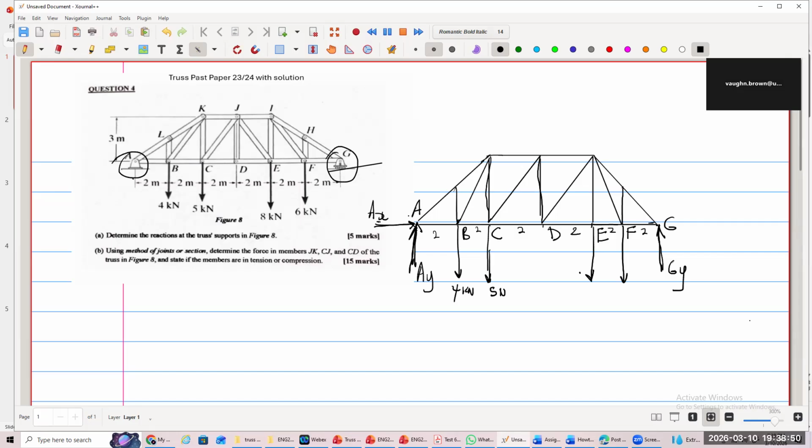All right, so let's label them. Put them in: 4 kilonewtons, and then you have 8 kilonewtons, you have 6 kilonewtons. And this we don't know. So we have 3 unknowns so far. We need to finish labeling the figure. So this is H, I, this is J, K, and this is L.